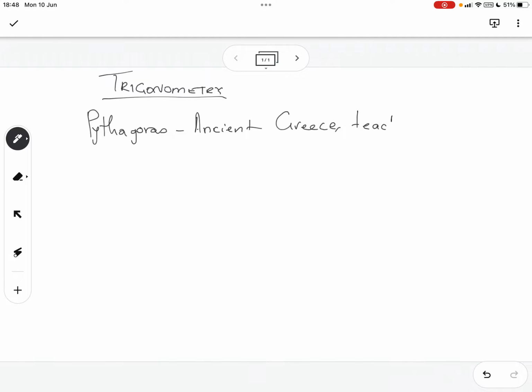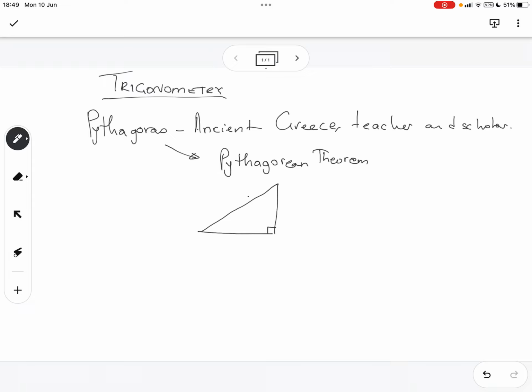Greek scholar. So Pythagoras lived around ancient Greece. I don't know exactly the year. Ancient Greece. And I think he was a teacher and a scholar. So he was a teacher and a scholar. And he came up with the Pythagorean theorem.